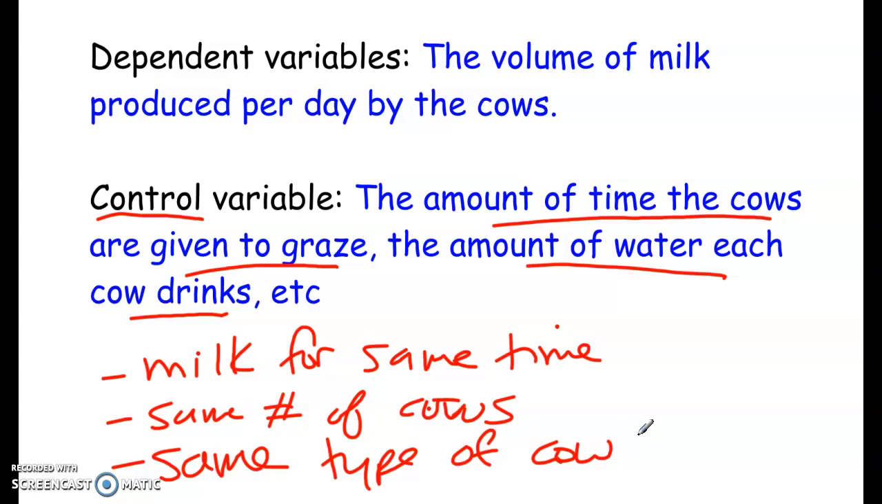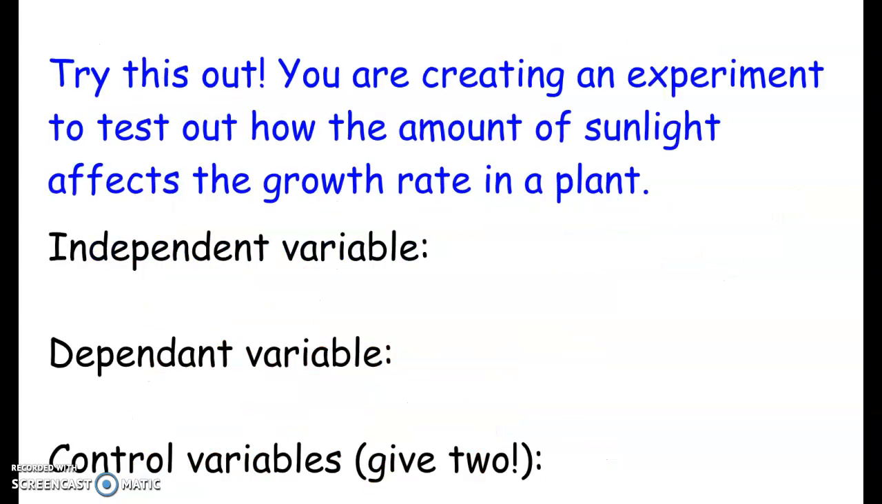So when you're looking at this, you want to make sure you have all the control variables that you possibly can. Usually when you're looking at an experiment, there are many that can be discussed. So what I'd like you to do now, we have an example here. You're going to create an experiment trying to test out if the amount of sunlight will affect the growth of the plant. So we want the independent variable, the dependent variable, and at least 2 different control variables. Remember, there could be many that you can discuss there. I'd like you to try and give at least 2 examples. So pause the video and give this a try.